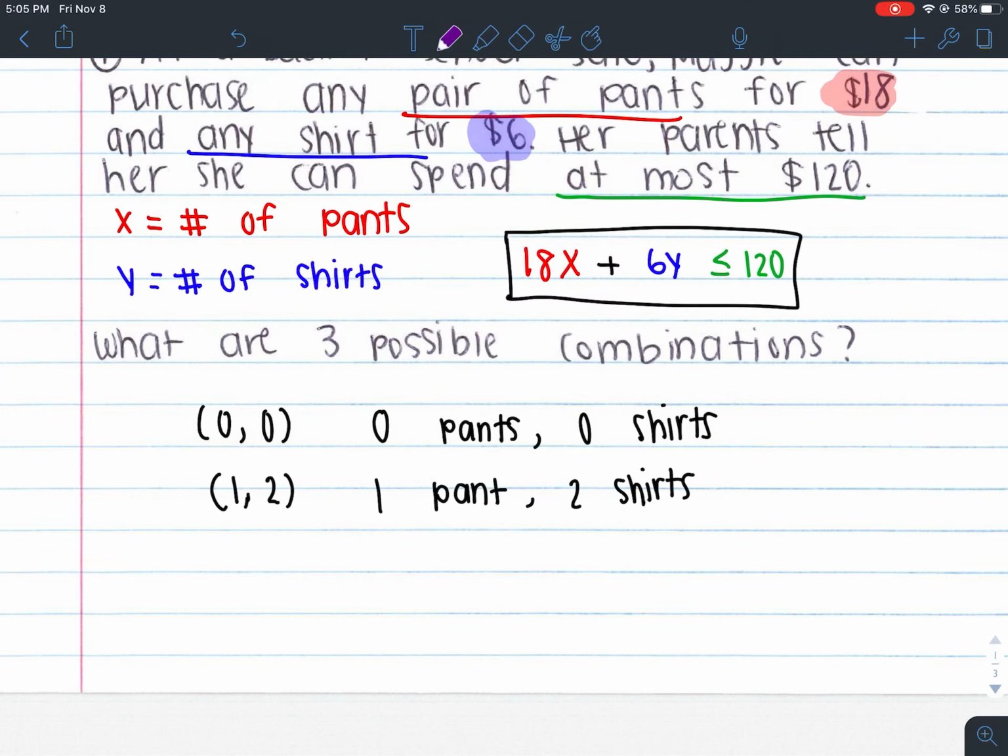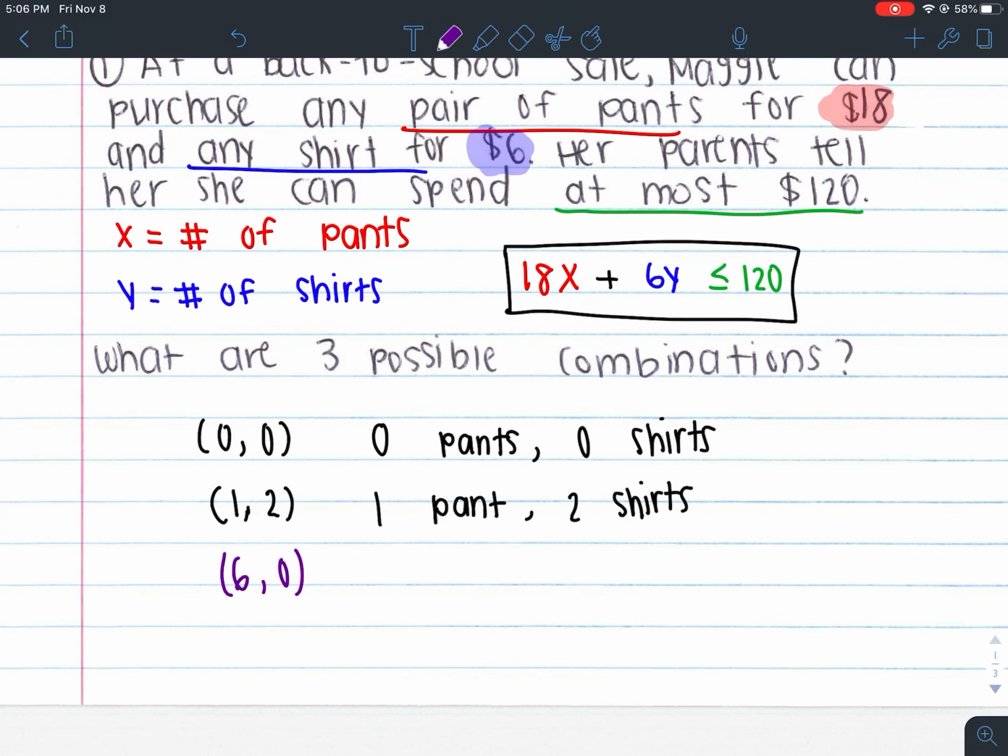So let's think about some extremes here. What's the most amount of pants I could buy? If I'm looking at the most amount of pants I can buy, that means I can't buy any shirts. So our Y value is shirts, and let's say we buy 0 shirts. What's the most amount of pants I could buy? Well, I could do 120 divided by 18, and I get 6.6 repeating. Does that mean I can buy 6 pairs of pants or 7 pairs of pants? Would I round up? No, you can't round up, because if you try to buy 7 pairs of pants, you don't have enough money, because 18 times 7 is 126, and we don't have $126. So the most amount of pants you could buy is 6. So you could buy 6 pairs of pants and 0 shirts.